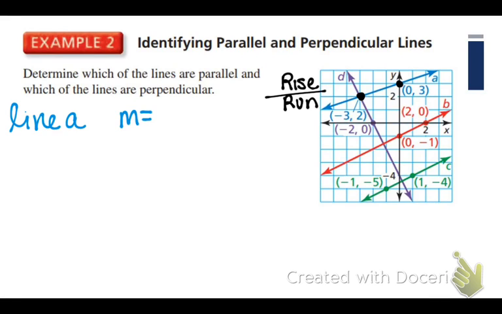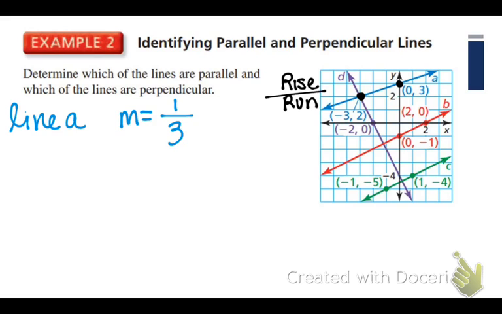All right, rise over the run. We're going from the 2 points on A. Is it a positive or a negative slope? Positive. How much do we have to rise? 1. So 1 is on the top. How much do we have to run? 3.